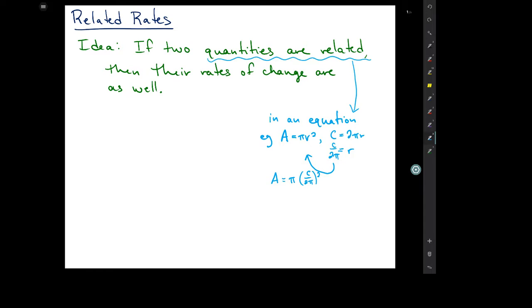Now, I can simplify this relation if I need to do something with it, but the fact that there is an equation with the area and the circumference in them means that they are related. Now, let's talk about the other part of this idea. We need these two quantities to be related, and then if they are, we know that their rates of change are as well. And hopefully you remember that in calculus, the rate of change is precisely described by the derivative.